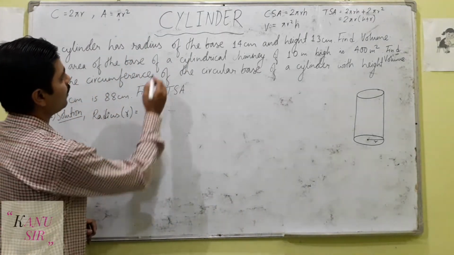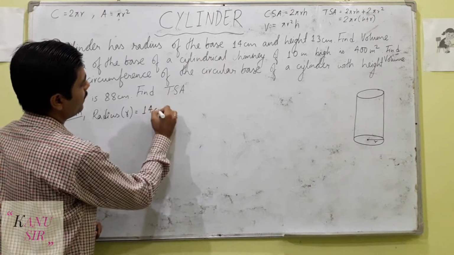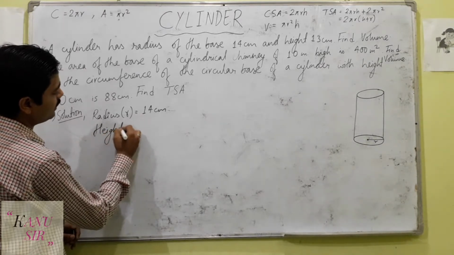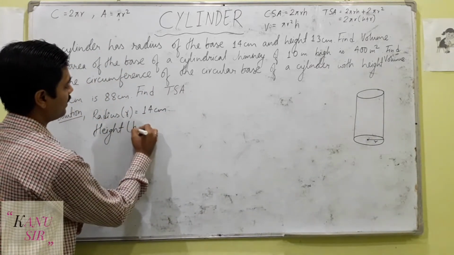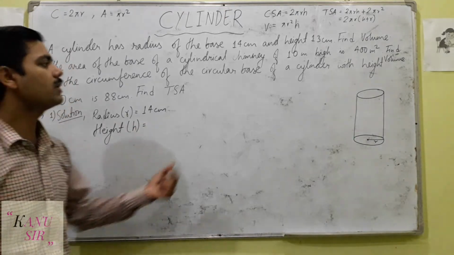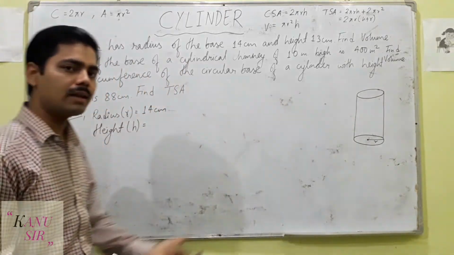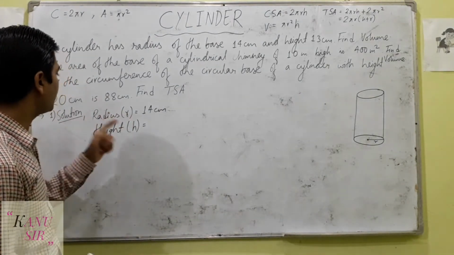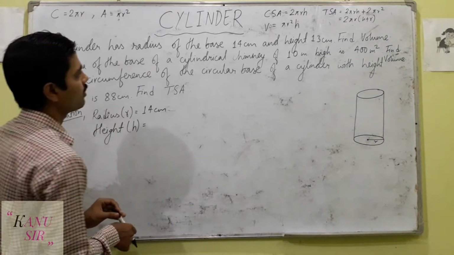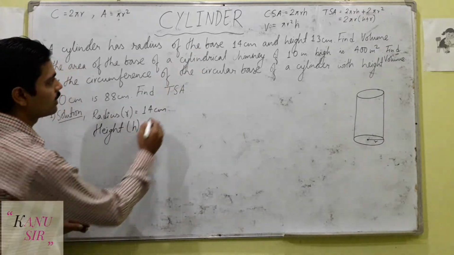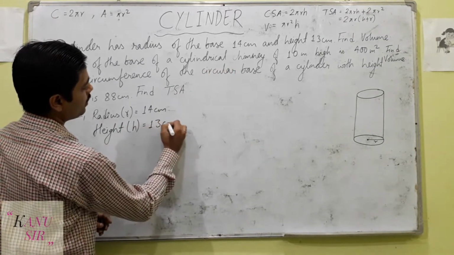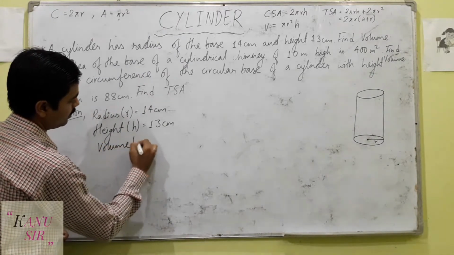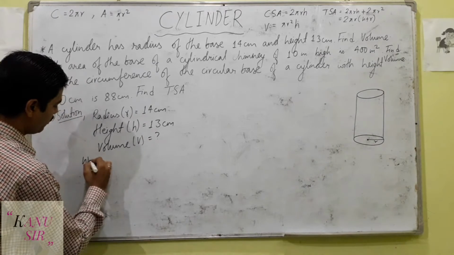So radius r is equal to 14 centimeter, and the height. This height is actually the height of the cylinder. We denote it as small h. In some places it is also written as capital H. As I said, the notation can be anything. We can write A for the radius and B for the height. It gives the same result, but we must be clear about the formula. So the height is 13 centimeter and the volume is asked. So we'll write volume V equals to what?